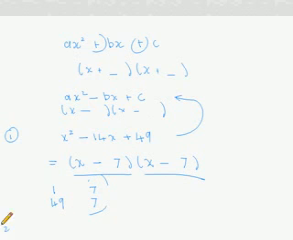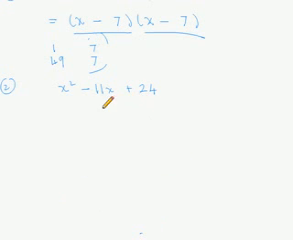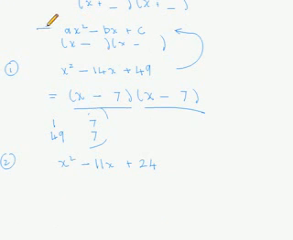Example 2, let's look at something again: x squared minus 11x plus 24. Looking at that, this has the same form as the one up here, where we have a minus and a plus. So let's solve that. We'll end up with x minus. We need to find the factors of 24.